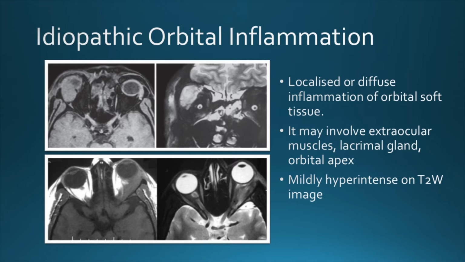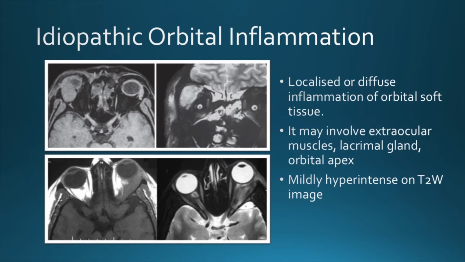Idiopathic orbital inflammation is a localized or diffuse inflammation of orbital soft tissues. It may involve the soft tissues of orbit like muscles, lacrimal gland, orbital apex. Here the image shows a T1 weighted image, isointense, showing the involvement of lacrimal gland, a well circumscribed lesion of the lacrimal gland. On T2 weighted image, active inflammation showing hyperintensity, suggestive of inflammation in the lacrimal gland.